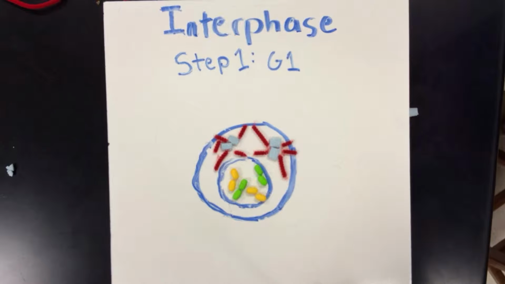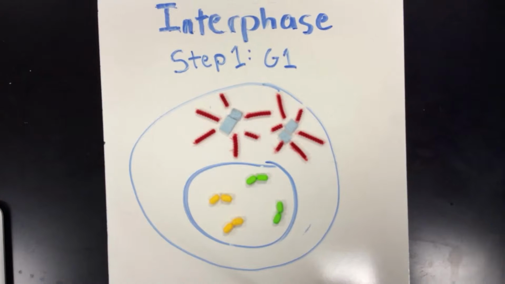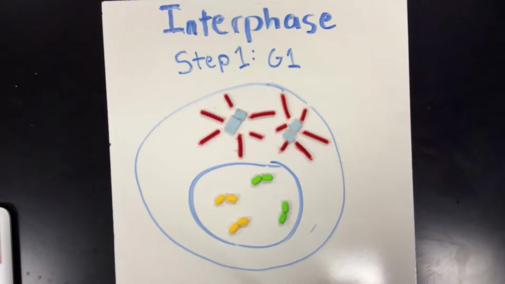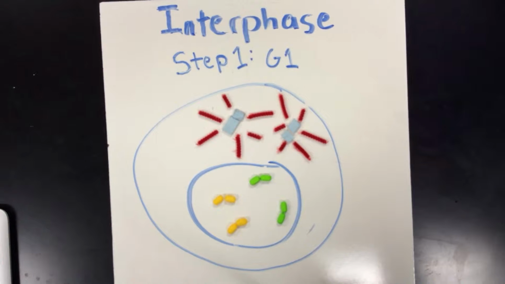In interphase, there are 3 steps, and the first step is the first gap phase. In this step, the cell grows larger and duplicates the cytoplasmic components in preparation for the second cell.